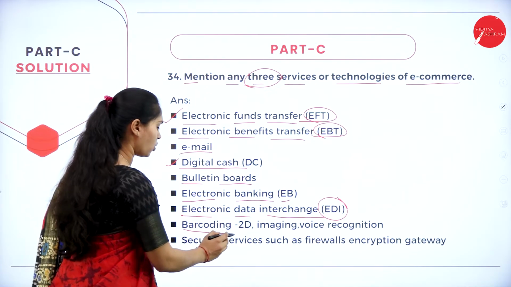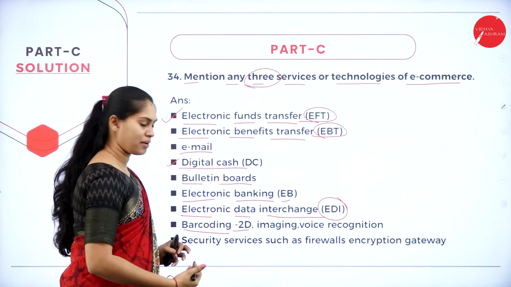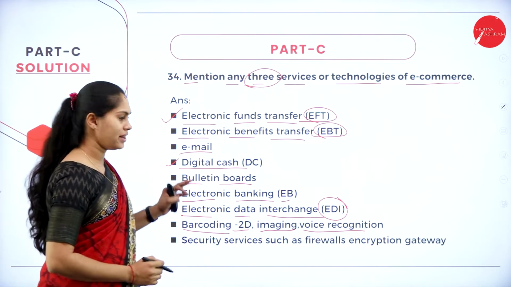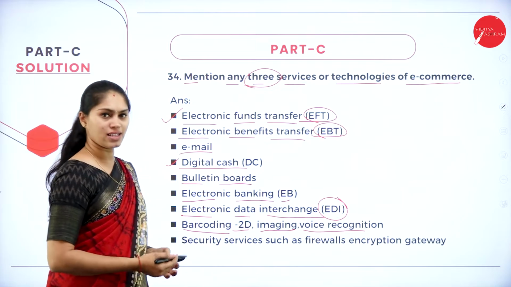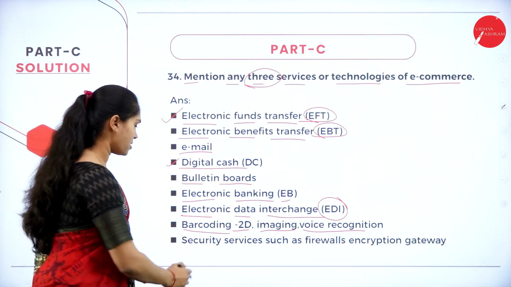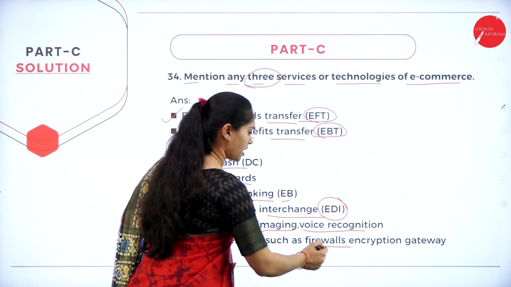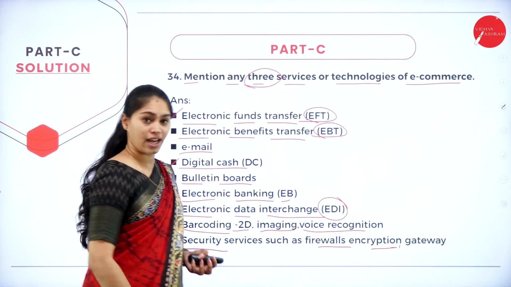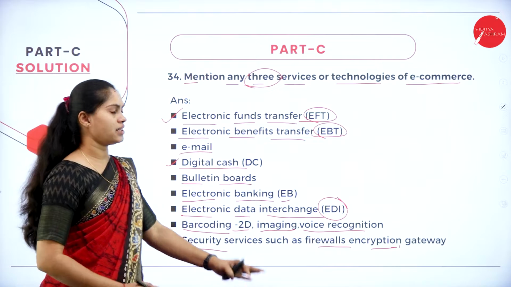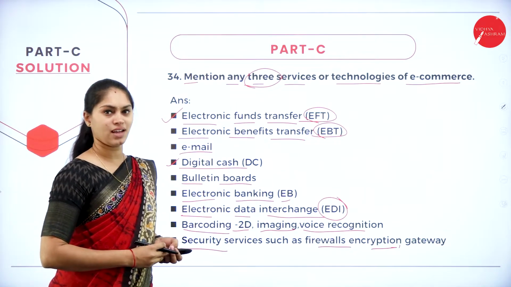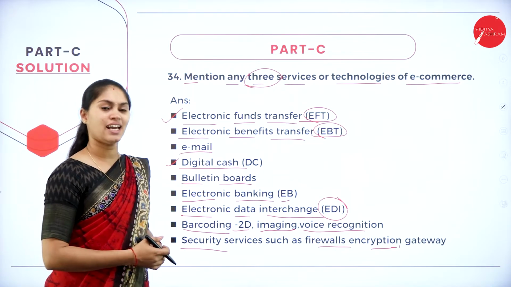Then barcoding 2D, that is two-dimensional barcoding, imaging, voice recognition. All these are the services or technologies which come under e-commerce. Along with that, we have security services like firewalls, encryption, and a gateway. So these many services and technologies we have under the e-commerce category. Out of this, you can write any three.